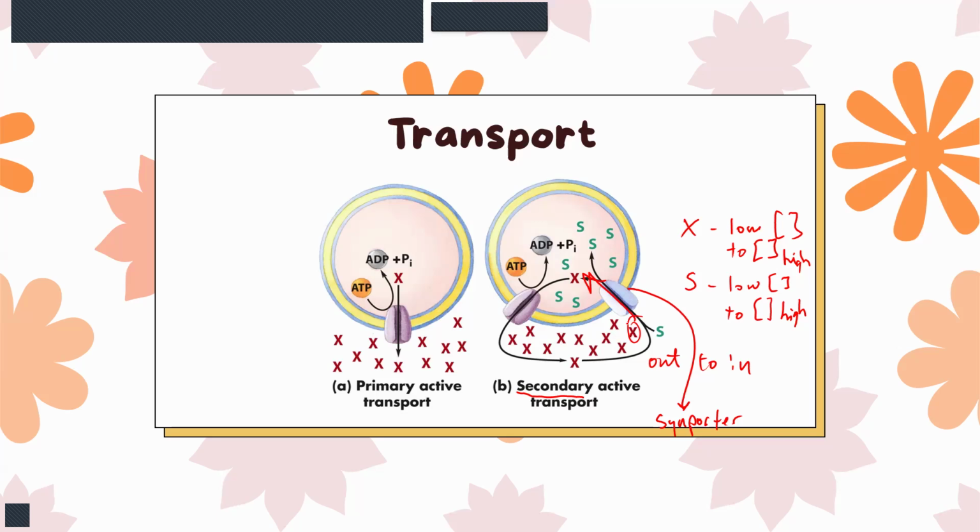If you think about this, what's the point? The point of this model on the right-hand side is to move S from the outside to the inside. How is that happening? It's by using two different proteins. We are not so much interested in the first protein, but we're interested in the second protein. So S is moved with what's known as secondary active transport.